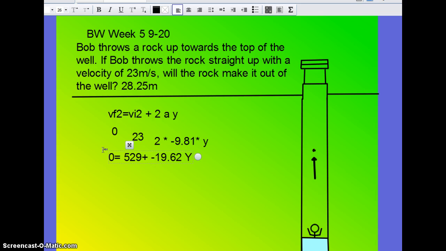19.62 times y. And then to solve that, I'm going to have to subtract my 529 over. I'm going to divide by my negative 19.62. So what is negative 529 divided by 19.62? According to that, the height that my calculator is saying to me is 26.96 meters.